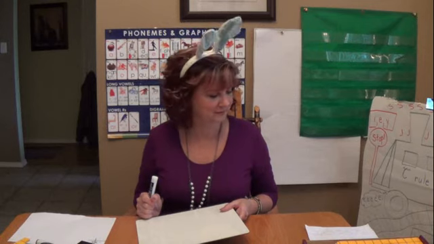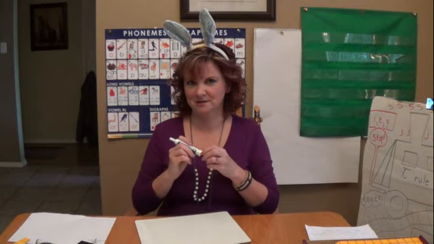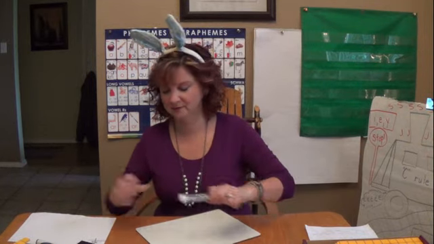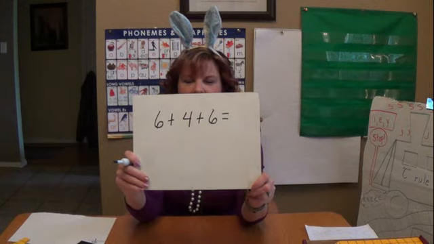Let's pretend that the Easter bunny is hiding some Easter eggs in your backyard. He's going to hide 6 Easter eggs in the grass, 4 in the rocks, and 6 more under your picnic table. How many Easter eggs did the Easter bunny hide? Let's try it. So it was 6 Easter eggs, and of course I picked a marker that doesn't work. 6 Easter eggs in the grass, 4 in the rocks, and 6 more under your picnic table. So it's asking 6 plus 4 plus 6. That's your equation. Alright, give it a try.